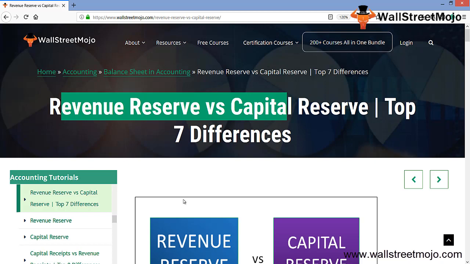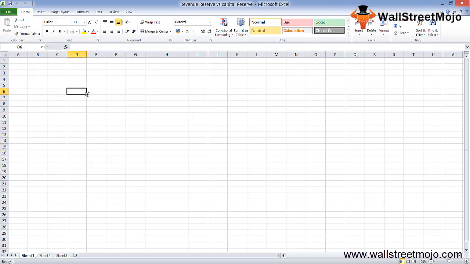So let's begin. Now see, reserves are one of the most important and notable appropriations of the profits. Companies create these reserves so that they can be ready to face any sort of contingencies in the near future. Reserves in a company can be divided into two broad categories: one is known as capital reserve, and the other is known as revenue reserve.